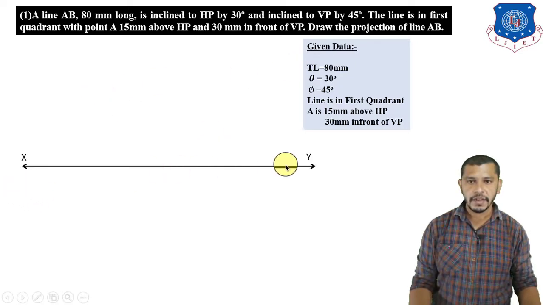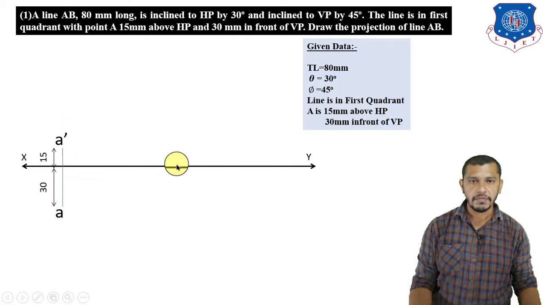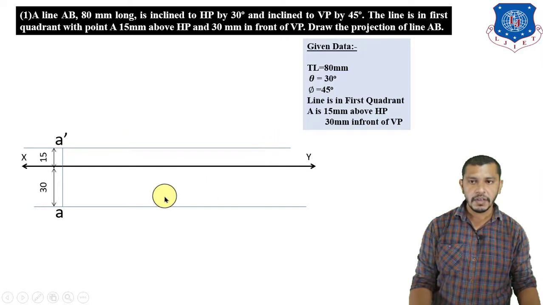First of all, draw xy reference line. Now starting by marking the point with reference to xy reference line. So point A is 15 mm above HP and 30 mm in front of VP. 15 mm above HP, that means from xy line or above the xy line 15 mm we will get the elevation of point A, and 30 mm in front of VP, that means in front of, we will get the plan 30 mm below the xy reference line. So this will be our locus of A dash, and this will be our locus of A.